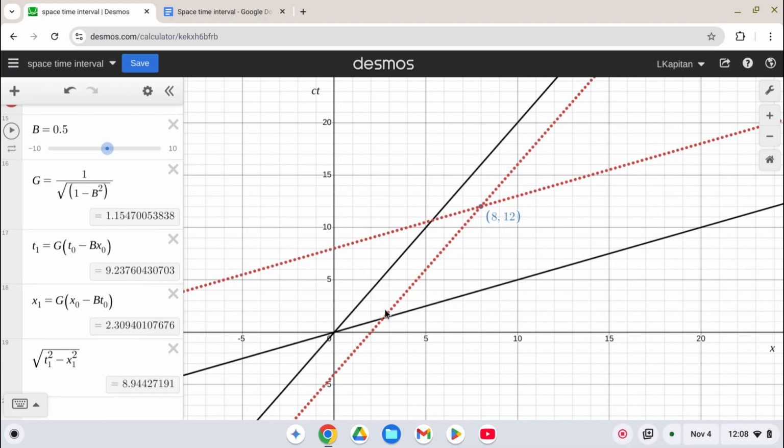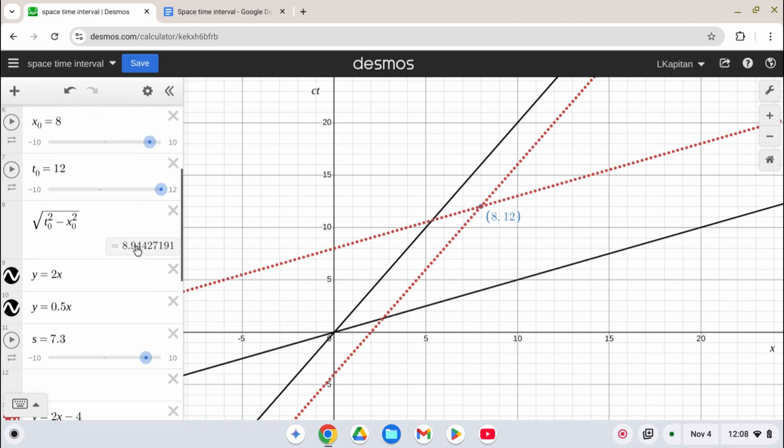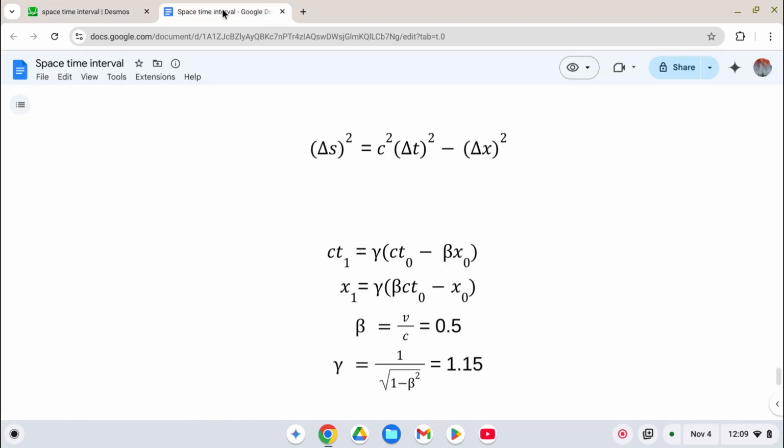Well, I don't care. The reason is because now I'm going to plug it into the invariant space-time interval equation, and I get 8.9. Well, what did I get up here for the other one? 8.9. So bada bing, it works. When you want to know the difference between two events, in our case, one of the events was 0, so we didn't have to worry about it. And this event here, you use the space-time interval, and you get the answer.